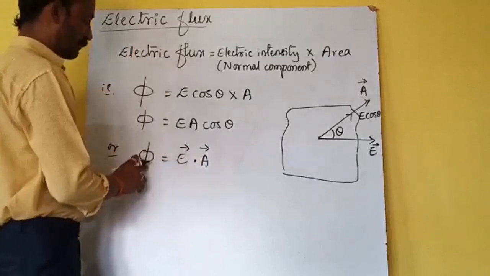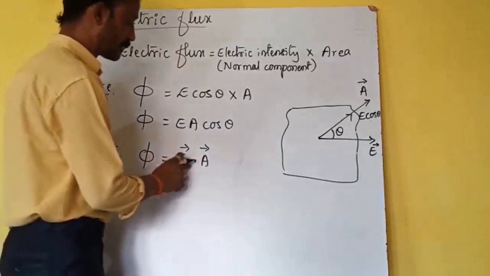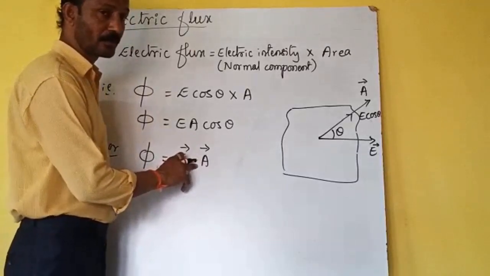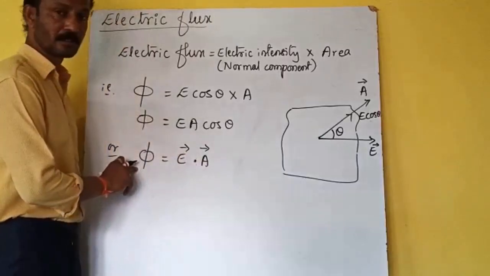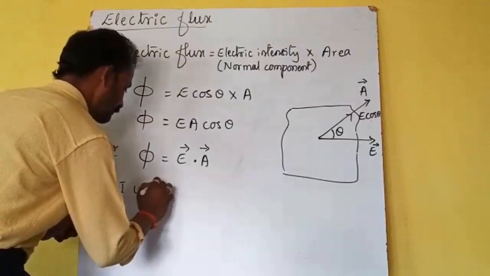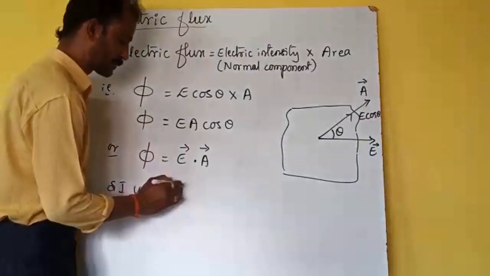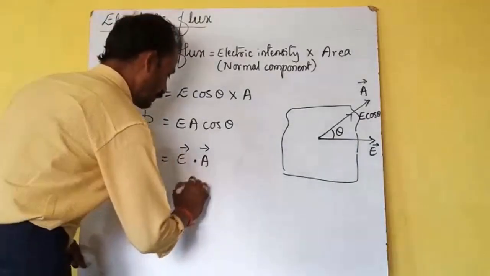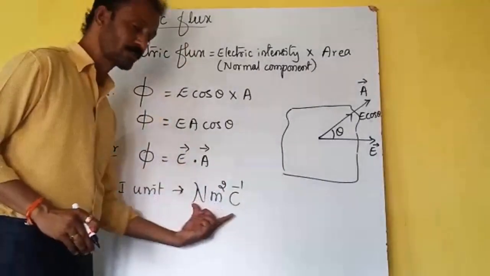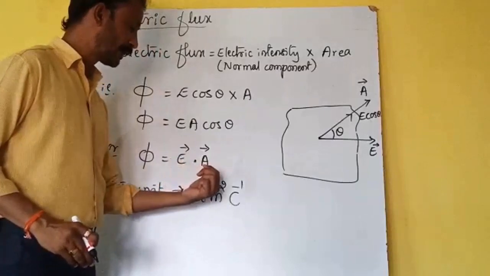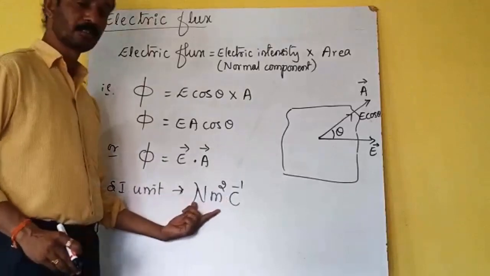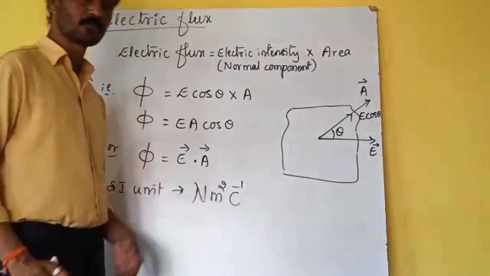But this electric flux is a scalar quantity. Even though it is the product of two vectors, it is a scalar product. Therefore electric flux is a scalar quantity, and the SI unit of electric flux is Newton meter square per coulomb. Newton per coulomb is the unit of electric field and the area unit is meter square. Therefore the SI unit of electric flux is Newton meter square per coulomb.